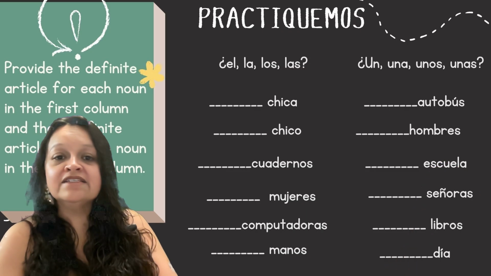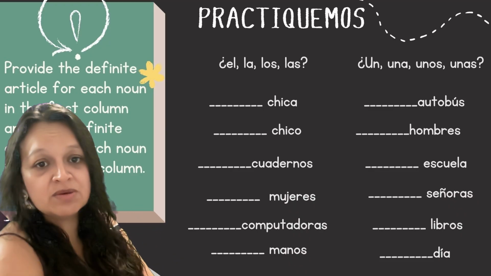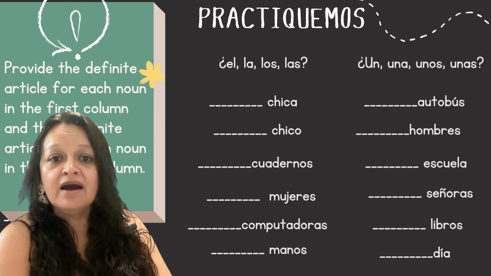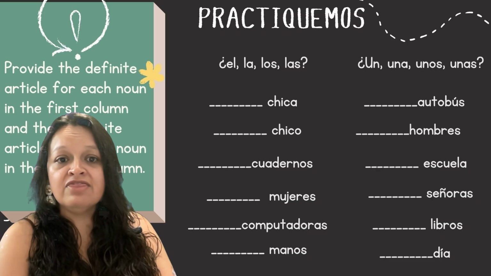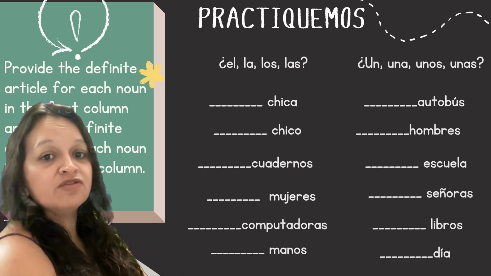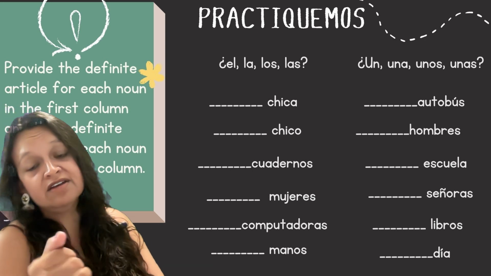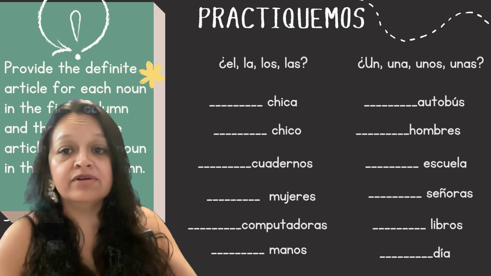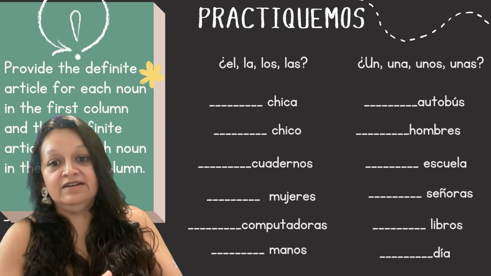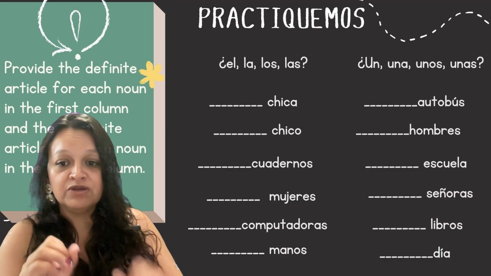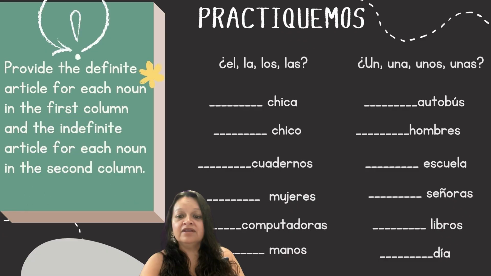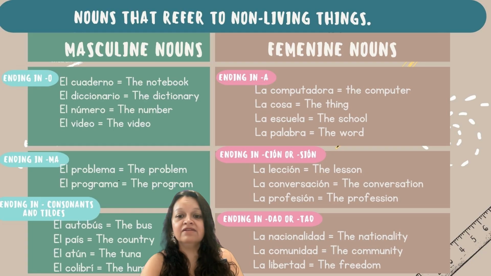And there is another practiquemos. Vamos a practicar. Provide the definite article for each noun in the first column and the indefinite article for each noun in the second column, depending on if it's singular, plural, masculine, or feminine. You got this. Four options. Super easy.